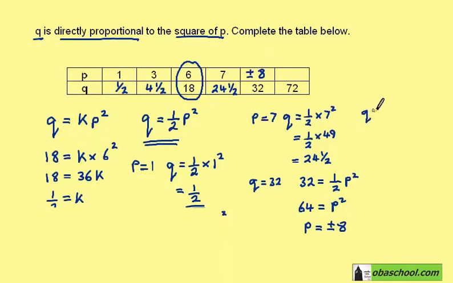Now taking Q is equal to 72. 72 is equal to 1/2 times P squared. Multiplying both sides by 2 gives us that P squared is 144, and therefore P must be equal to plus or minus 12.